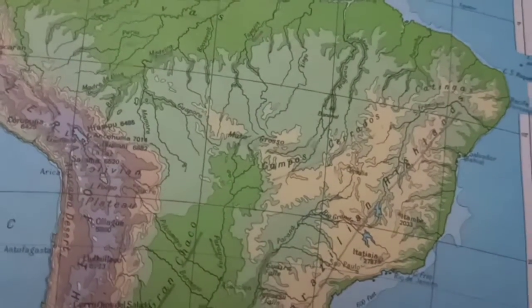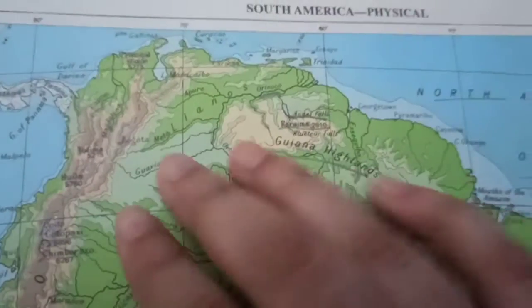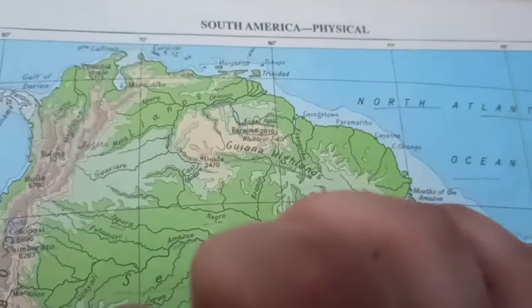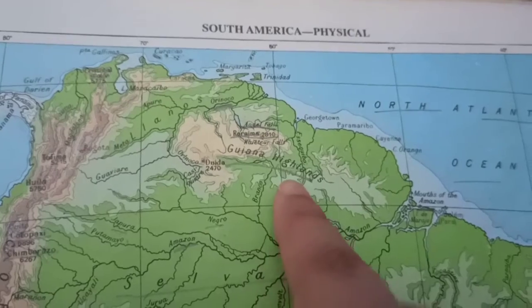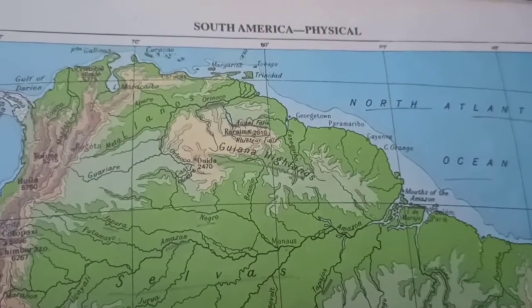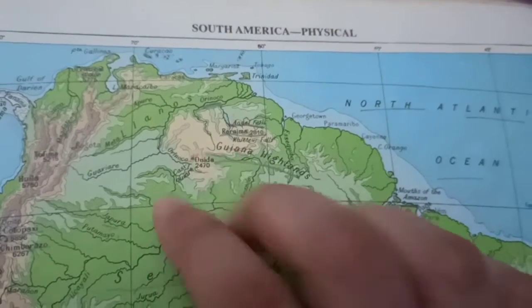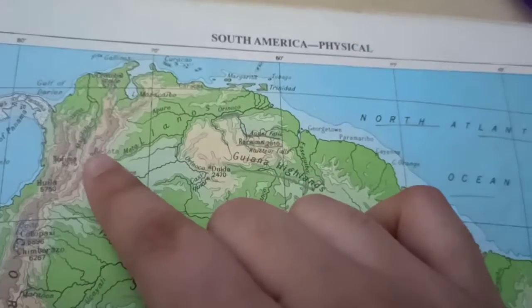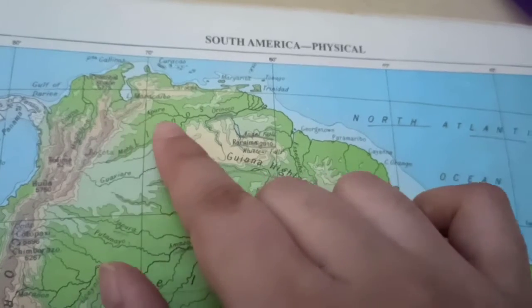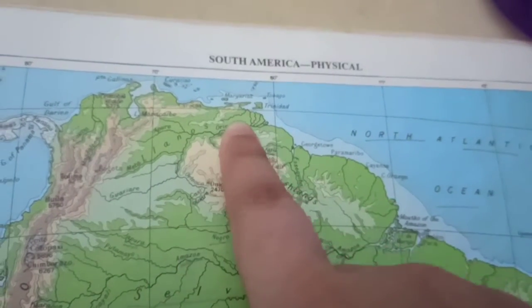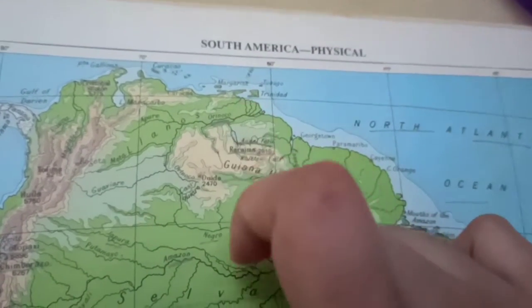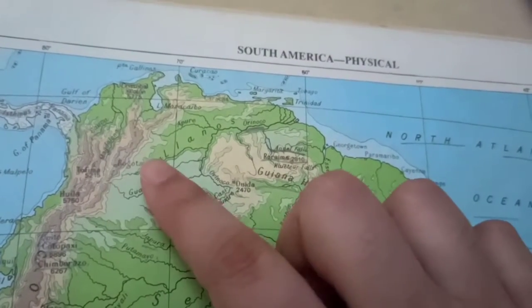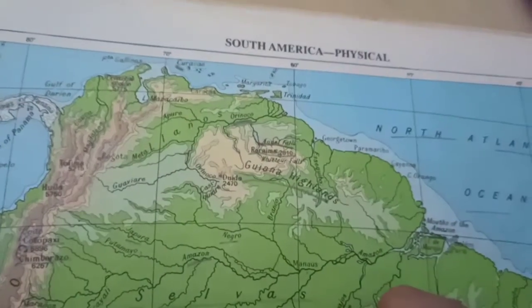The next important river that we have is the Orinoco. It is present in the northern section of South America. You can see here is the Orinoco river, and it has its source in the Andes mountain. Here it has its source, and this river is draining into the North Atlantic Ocean. The tributaries of the Orinoco are the Meta and Churun. You can see the Meta over here.